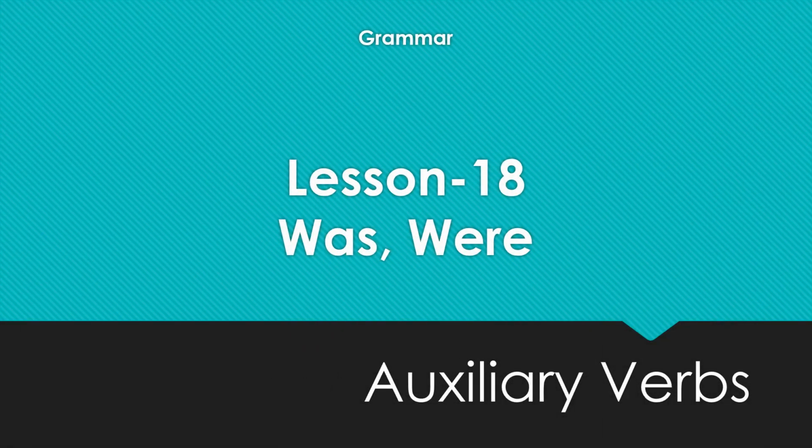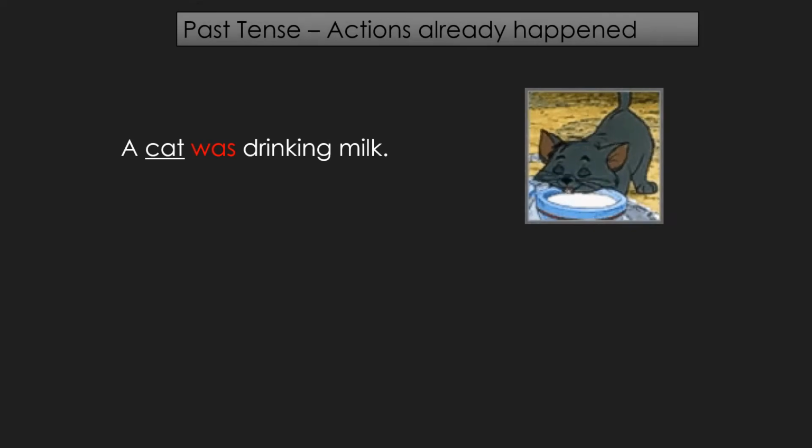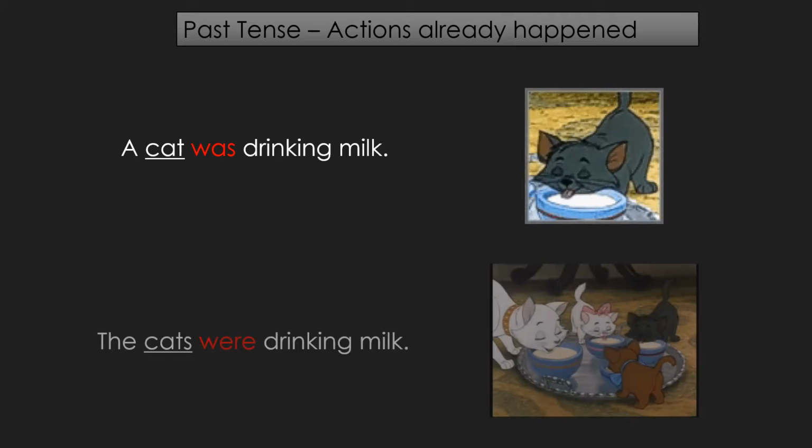Let us do lesson number 18, was, were. Was and were are used for the actions that had already happened or the actions that had taken place in the past. Say for example, a cat was drinking milk. Was is used with the noun cat, which is singular. Let's take another example. The cats were drinking milk. Were is used with the noun cats, which is plural.